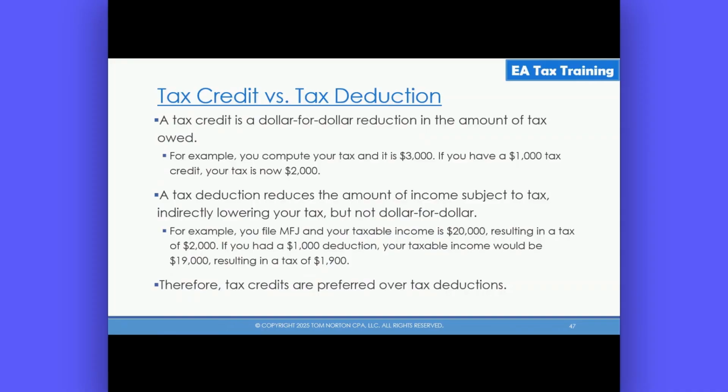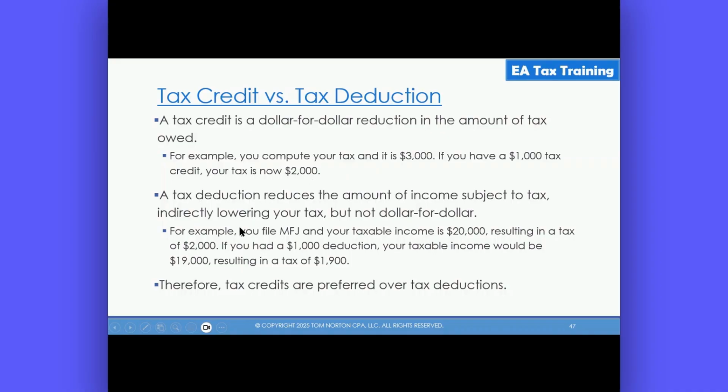But before we do that, we need to understand what a tax credit is and compare it to a tax deduction. So a tax credit is a dollar for dollar reduction in the amount of tax owed. So for example, you do your calculation, you compute your tax, and you owe $3,000. If you have a $1,000 tax credit, your tax due is now $2,000. So it's a dollar for dollar reduction. You have a $1,000 tax credit that lowers your tax bill by $1,000.